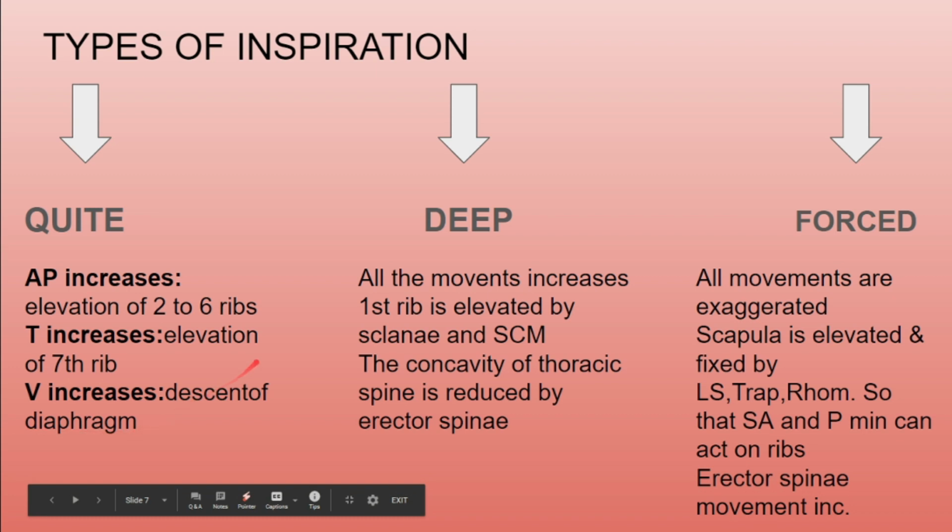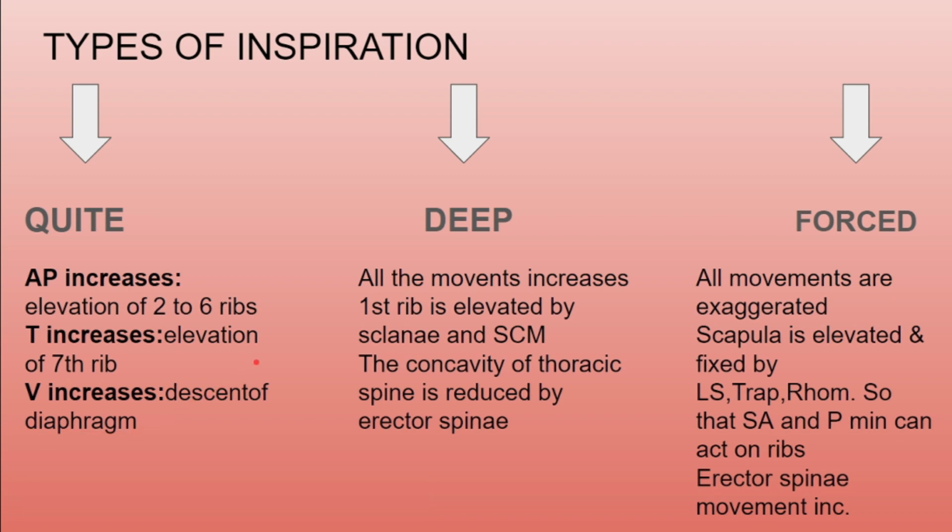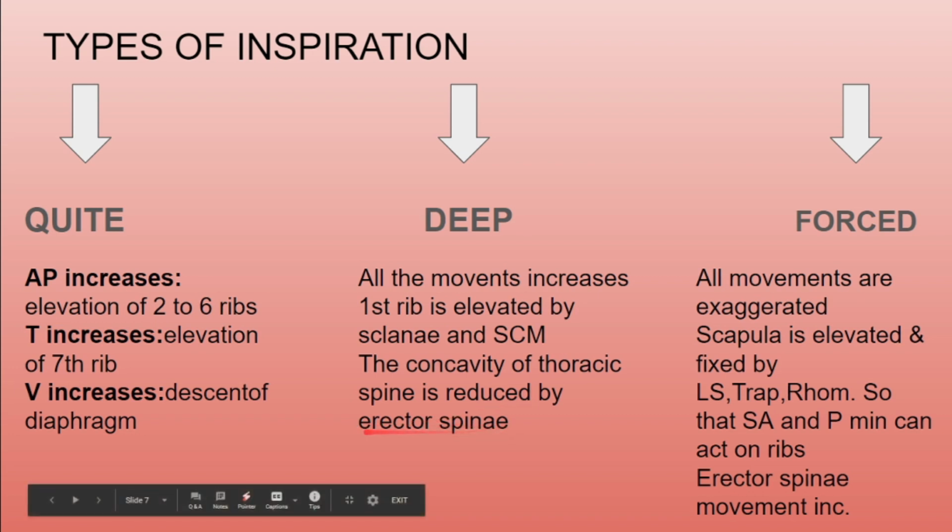So by this we can say that in quiet inspiration there is no elevation of the first rib. The first rib remains still. Now for deep inspiration, all the movements that were in the quiet inspiration are increased. Over here, the first rib is also elevated with the help of the scalene and the sternocleidomastoid muscle. The concavity of the thoracic spine is also reduced by the erector spinae muscle.